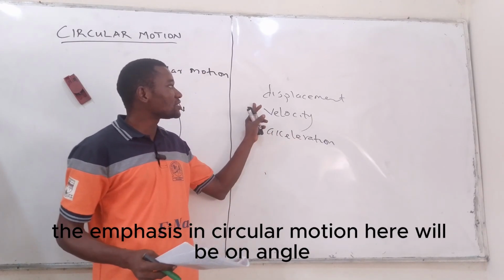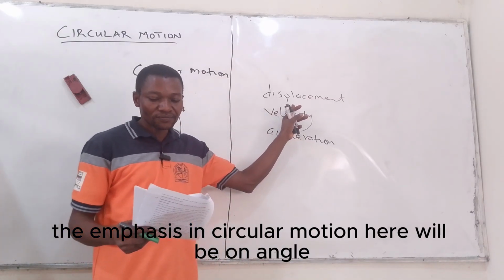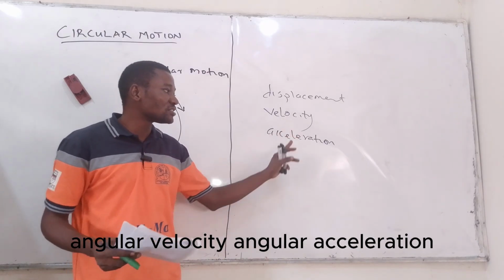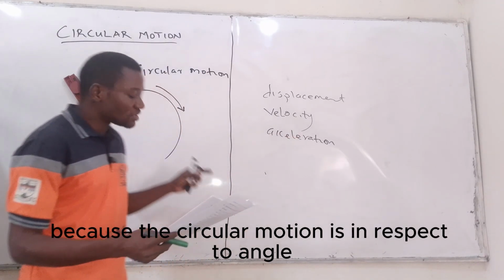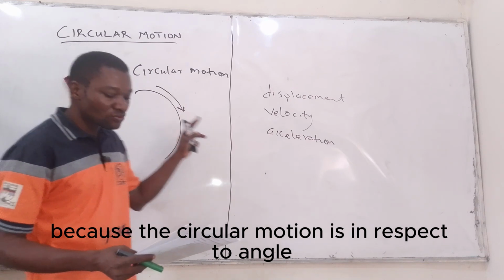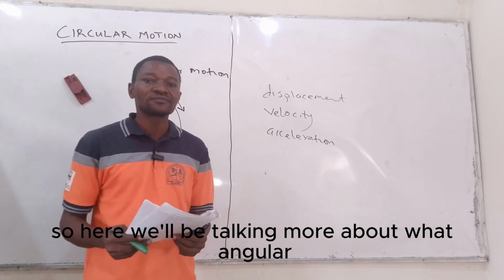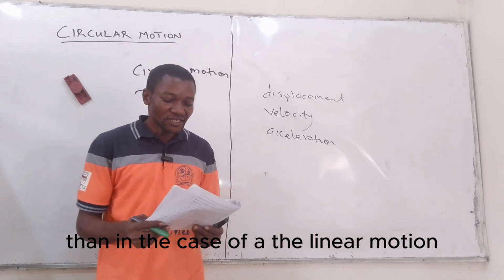However, the emphasis in circular motion here will be on angle. So we shall be talking of angular displacement, angular velocity, angular acceleration. Are we together? Because circular motion is in respect to angle. So here we'll be talking more about what? Angle than in the case of linear motion.